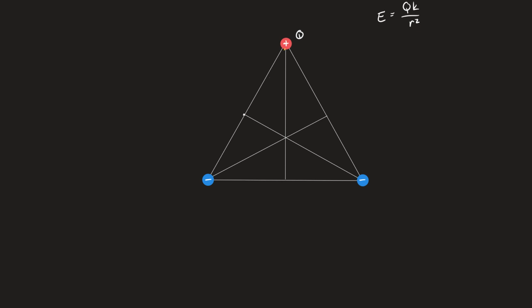So if this is our point S, and we're trying to figure out what the total electric field is at S, I say this one is really challenging. It's challenging because there's no symmetry here. We're going to have to find components of the electric field in the x direction and components of the electric field in the y direction.